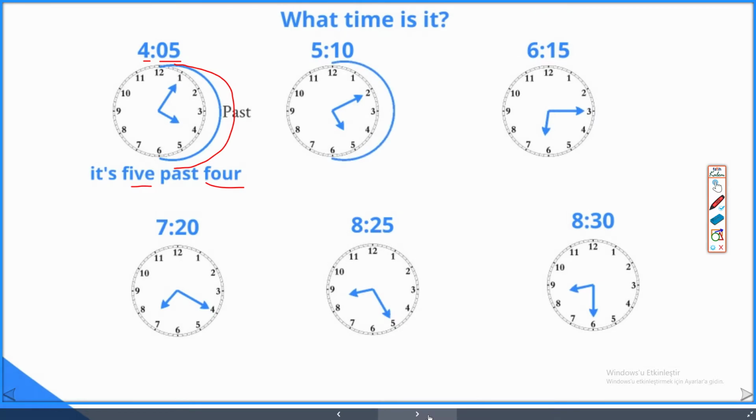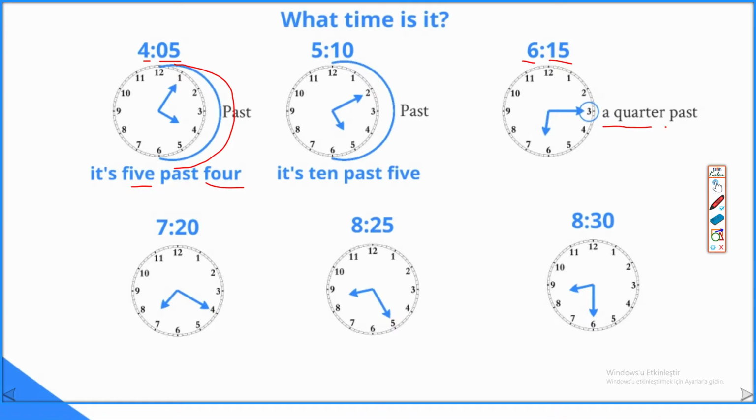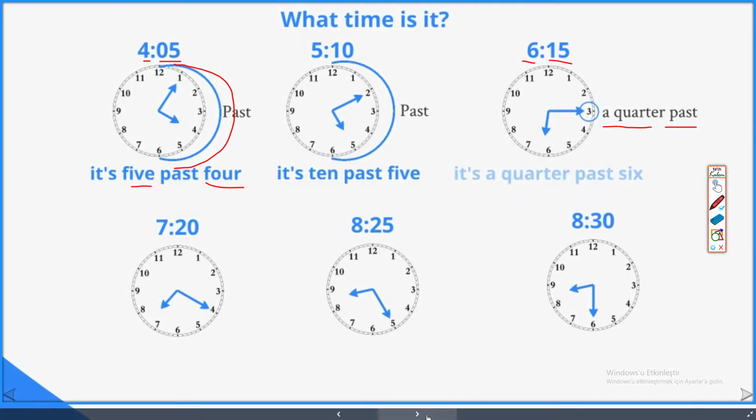And 5:10, 5 past 10. Sorry, 10 past 5. I made a mistake. Sorry about that, guys. It is 10 past 5. And what about this one? 6:15. And it is quarter past. Yes, we have a new term, quarter past. It is a quarter past 6.